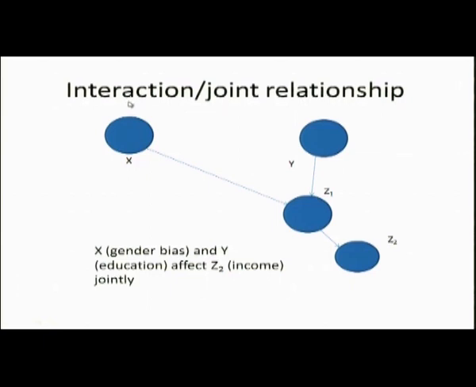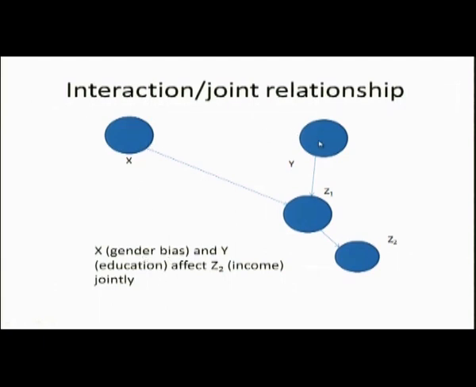In this diagram, we find a case for joint or interactive relationships. What is that? It is that X affects Z1, Z1 affects Z2, and there is a Y variable which also affects Z1. Now, you can say that X and Y jointly affect Z1 and Z1 affects Z2. X is gender bias, Y is education.